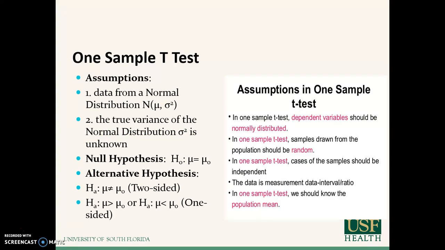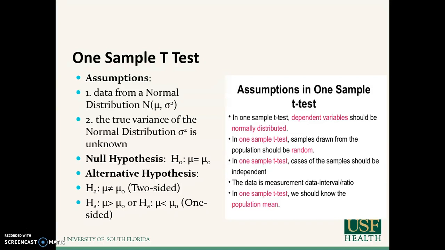Okay, let's move on to the t-test. So we're going to cover one sample t-test, paired sample t-test, and independent sample t-test. So assumptions of one sample t-test: 1, data from normal distribution mu sigma square. And the true variance of normal distribution sigma square is unknown.